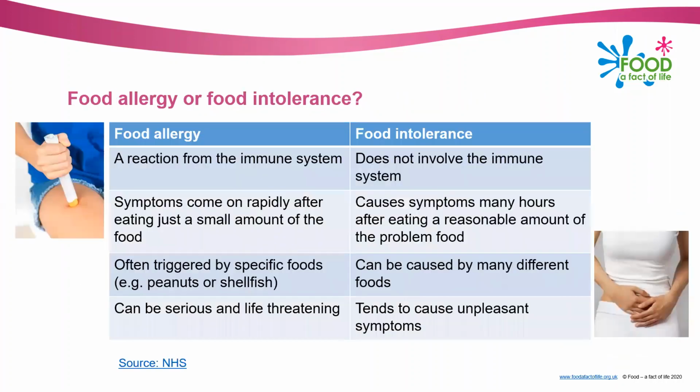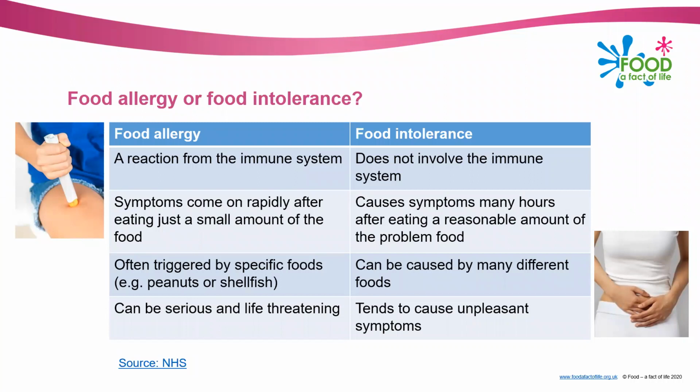If we really pull out the differences from there, the first one is that bit about the immune system. A food allergy is a reaction from the immune system. Food intolerance doesn't involve the immune system. Instead it can involve things like, as in the case of lactose intolerance, which we're going to look at in a bit more detail later on, the absence of an enzyme, and doesn't involve the immune system.